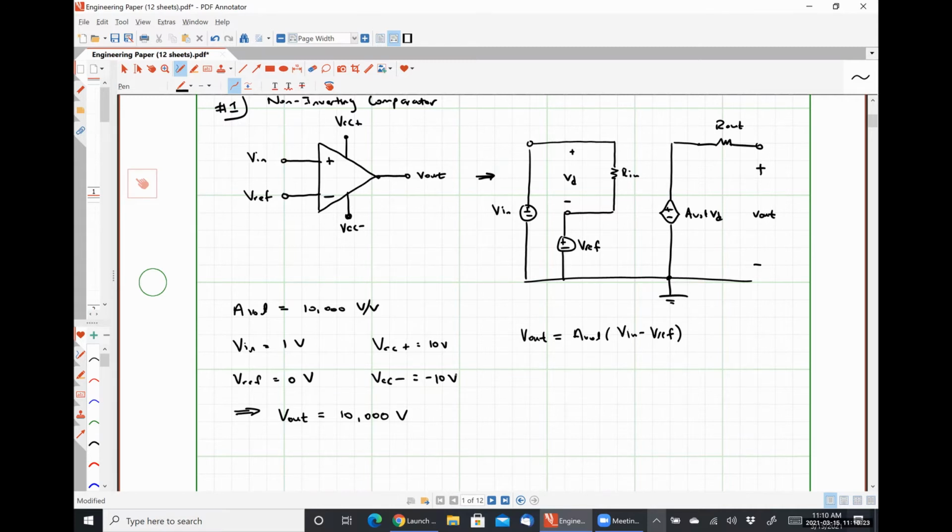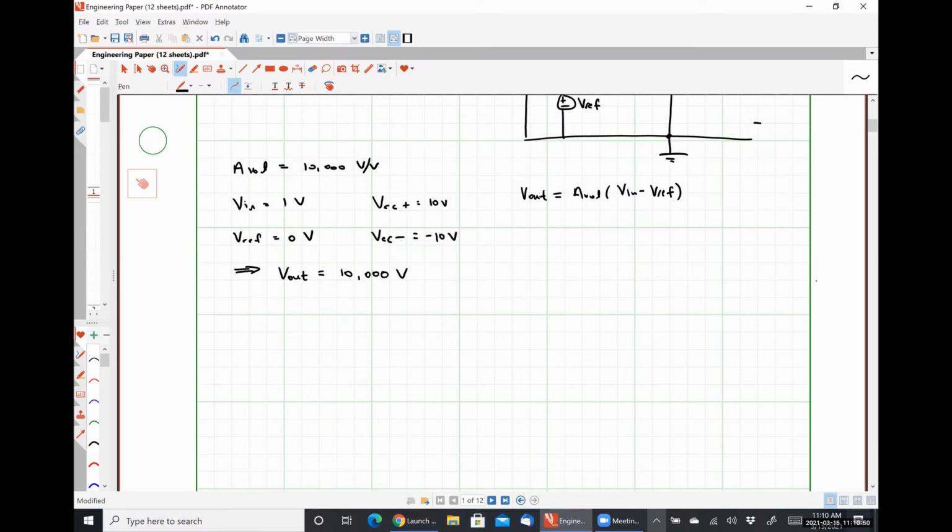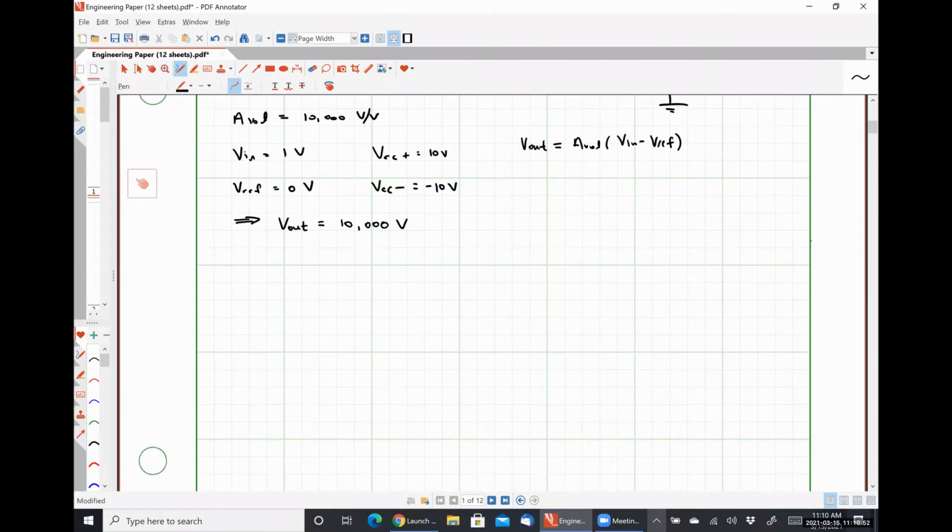Technically, that is only true for what are called rail-to-rail op-amps. For non-rail-to-rail op-amps, it's usually going to be somewhere between 0.5 volt and 1 volt below VCC plus and 0.5 volt to 1 volt above VCC minus, but that's just too many little moving parts to keep track of. So for this class, we're going to assume every op-amp that we deal with operates rail to rail.